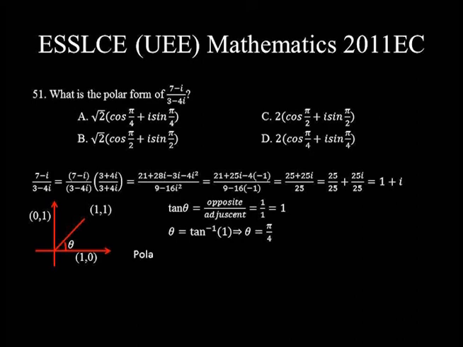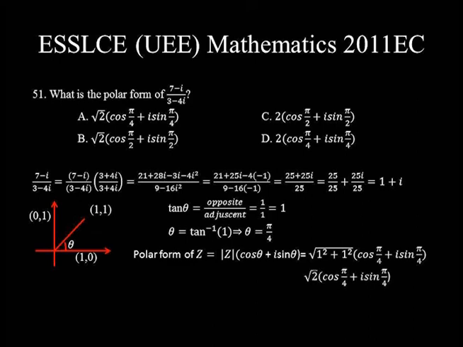The polar form of z is given as the magnitude of z times cos theta plus i times sin theta, which is equal to the magnitude of 1 plus i, which is square root of 1 square plus 1 square, times cos pi over 4 plus i sin pi over 4. 1 square is 1, plus 1 square is again 1. 1 plus 1 is 2, so it gives us root 2 times cos pi over 4 plus i sin pi over 4. Therefore, choice A is the correct answer.